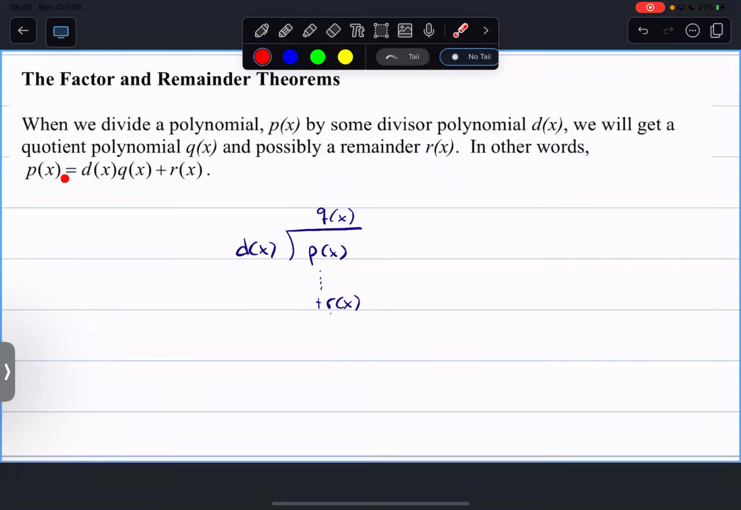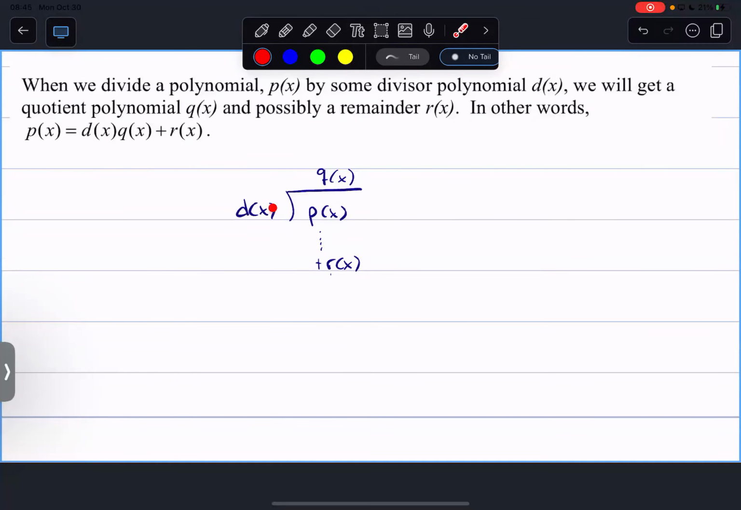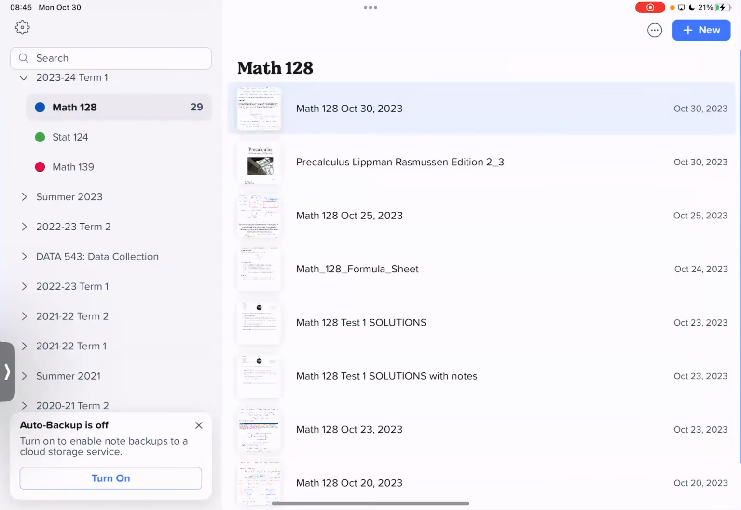And so we can rewrite this as p of x is d of x times q of x, which is what we did. We said if d of x is x minus 2, then I can find x minus 2 times that nasty quadratic that we worked on, plus 0. So this is just another way of writing out this equation, but what we're still going to be doing is taking d of x and dividing it into p of x and finding q of x and potentially r of x. Why does that matter?